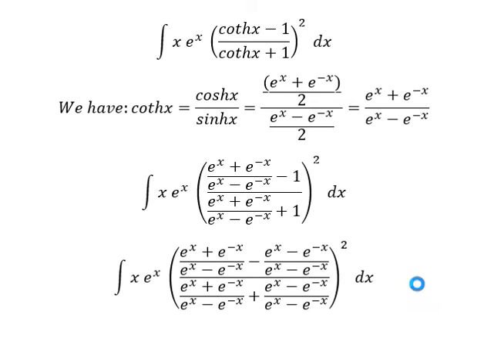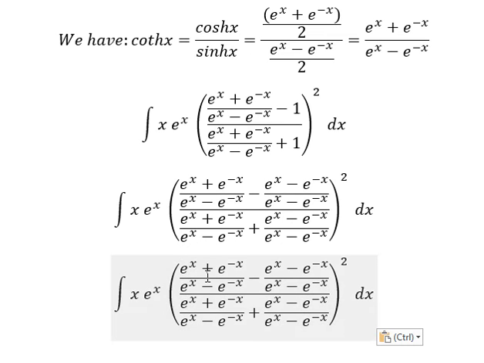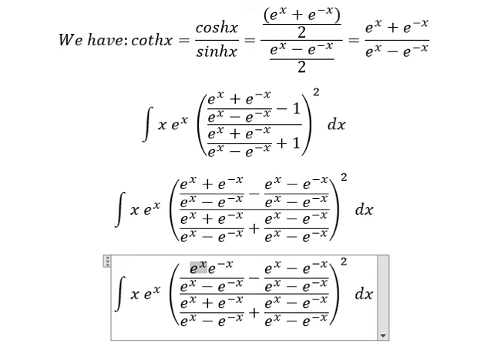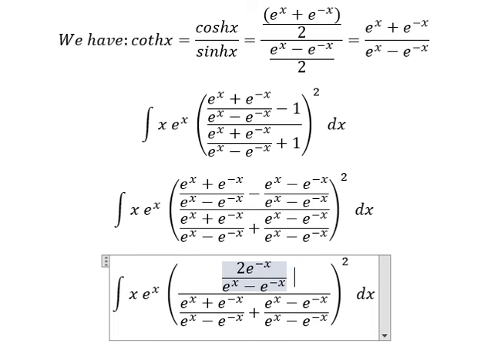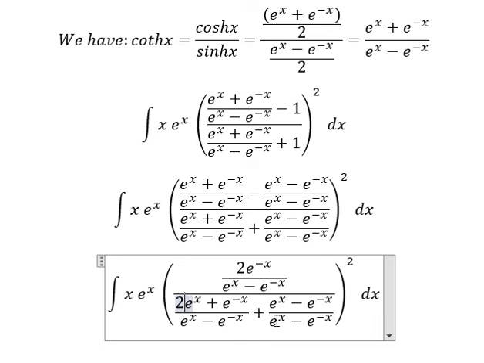Now, we need to simplify e to the power of s minus e to the power of s. They cancel. This one with this one, we have number 2. This one, e to the power of negative s, with this one they cancel. And now e to the power of s, e to the power of s, we have this one in here.